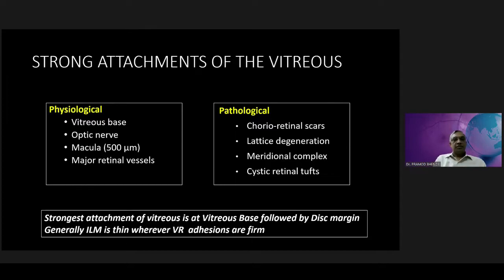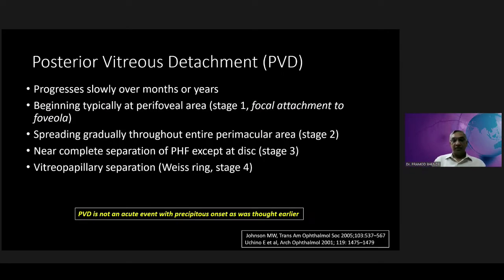Looking at the strong attachments of vitreous, physiologically we have the vitreous base, the optic nerve, the macula and major retinal vessels. And pathologically, vitreous is firmly adherent to chorioretinal scars, lattice degeneration, meridional complexes, and cystic retinal tufts. The strongest attachment, obviously, is at the vitreous base, followed by the optic disc margin.